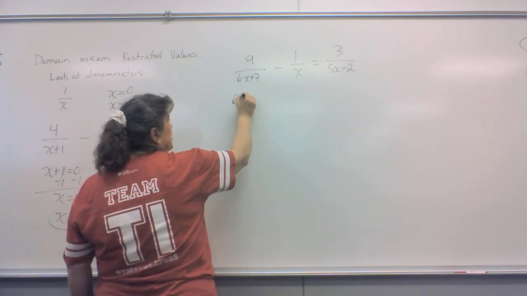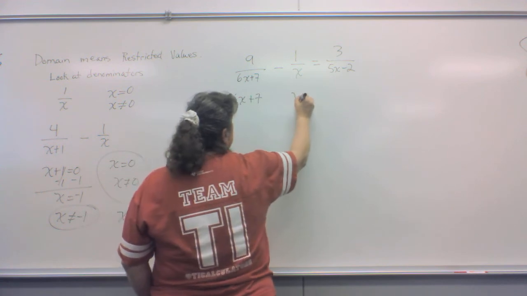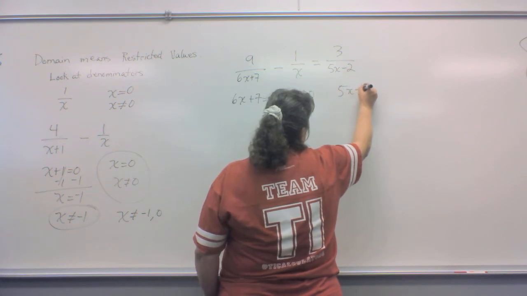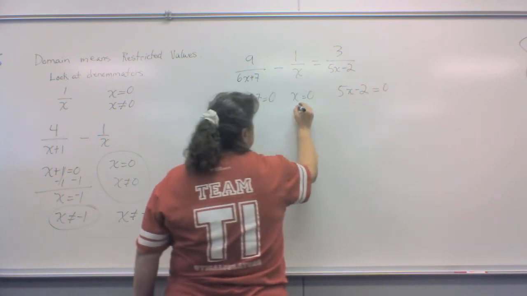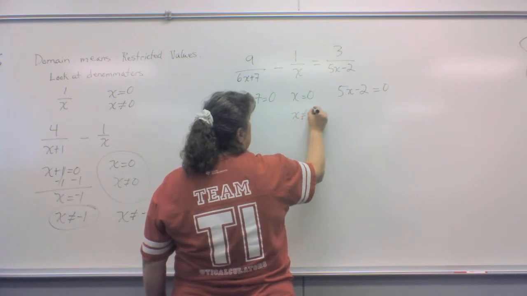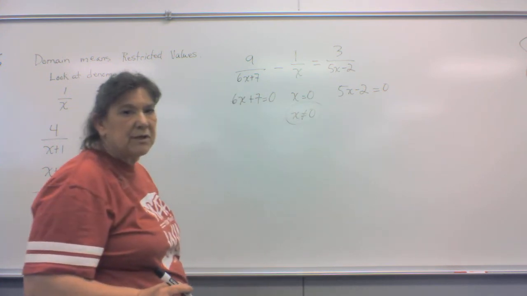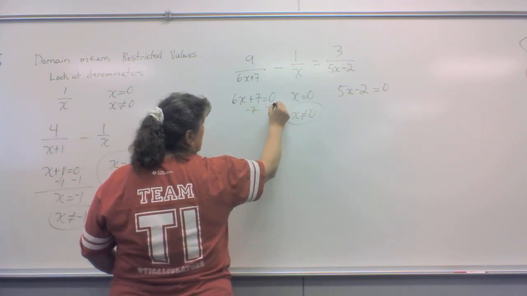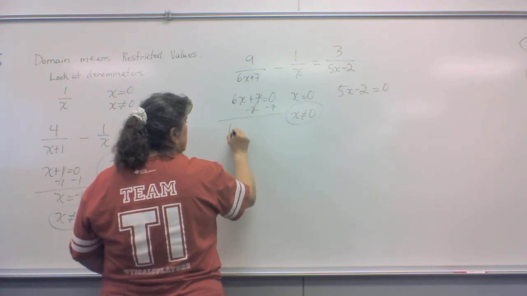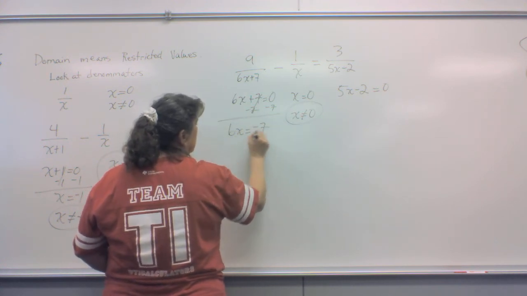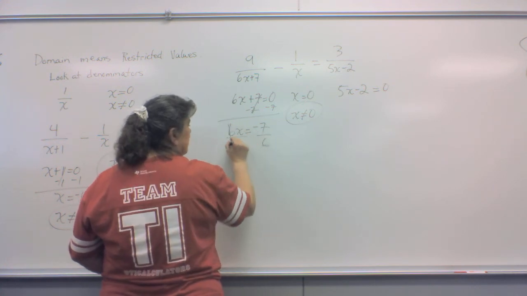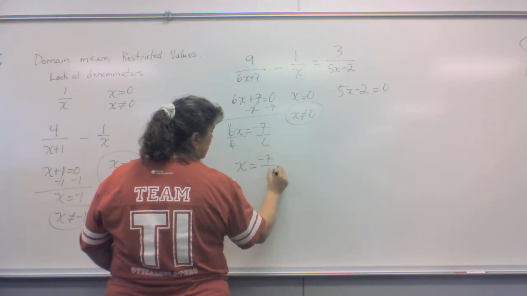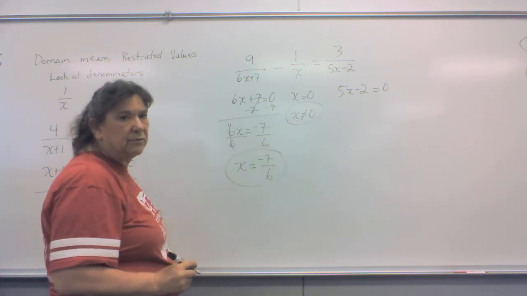So, take each denominator and put it equal to 0. And the last one, 5x minus 2, is equal to 0. So this one's the easiest one. So x cannot equal 0. That's one of your restricted values. This one I have to solve for, so I'm going to subtract 7 from both sides, and I get 6x is equal to negative 7. Now divide by my 6. 6 divided by 6 is 1, leaving you x is equal to negative 7 over 6. That is your second restricted value.